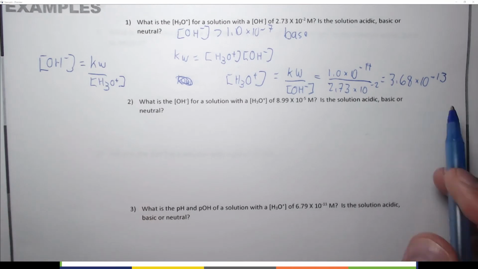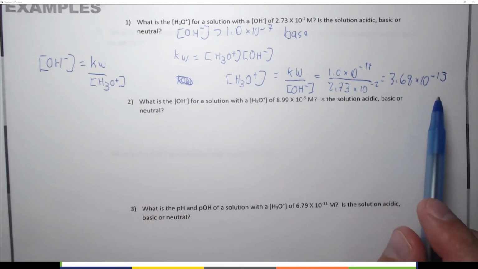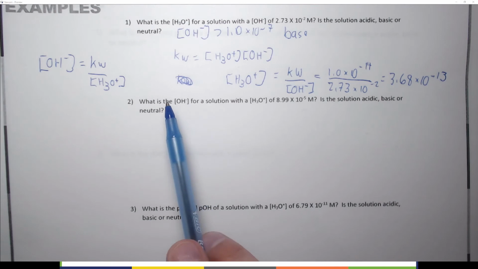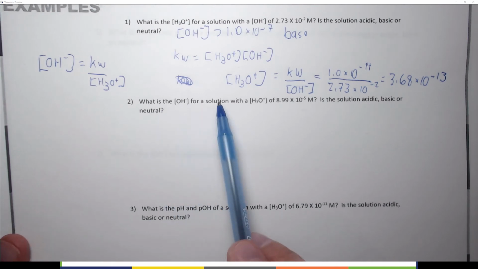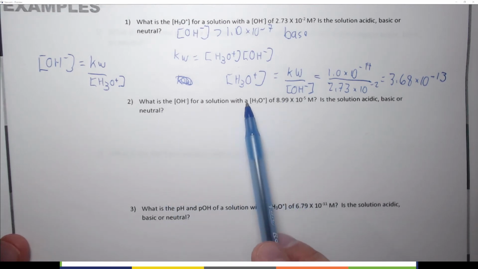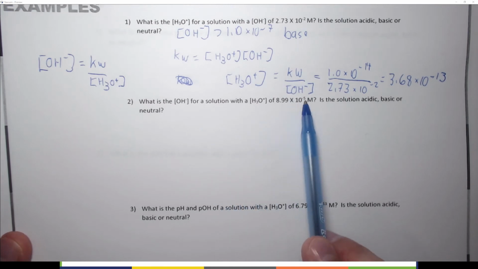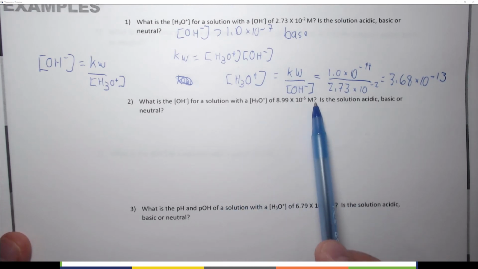All right, so this is the concentration of H3O plus. Let's take a look at the next one. It says, what is the OH minus concentration for a solution with an H3O plus concentration of 8.99 times 10 to the minus 5 molar? Is the solution acidic, basic, or neutral?